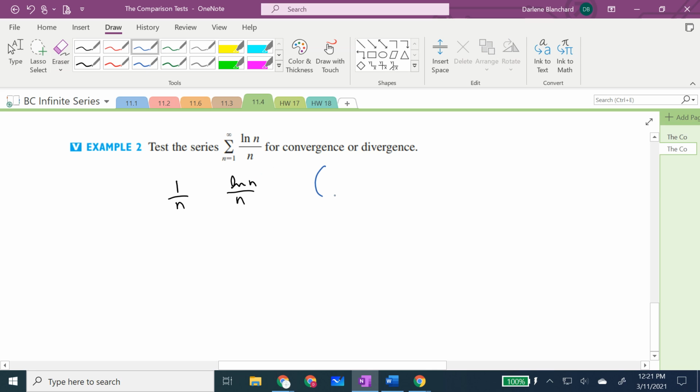So, side note, as long as n is greater than the number e, and since we're only using integers, then as long as n is greater than or equal to the integer 3, then the natural log of a number 3 or larger will be itself larger than 1.